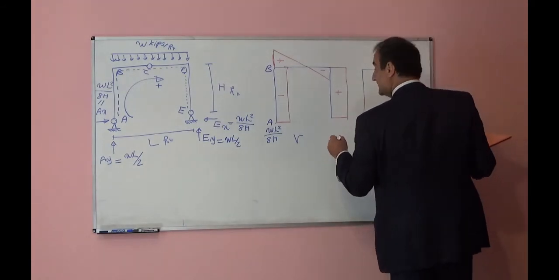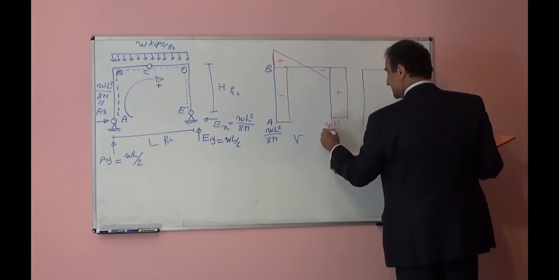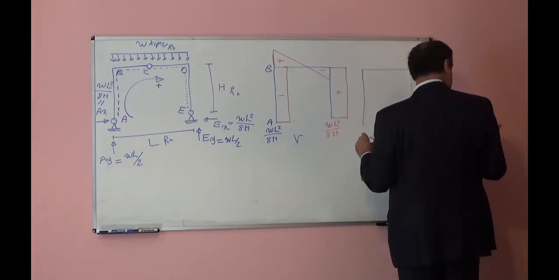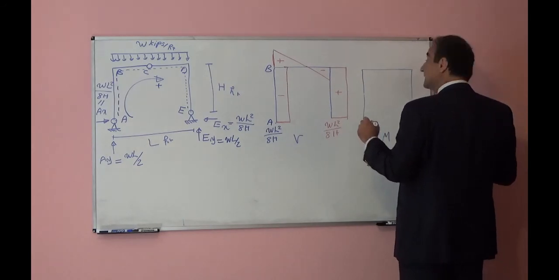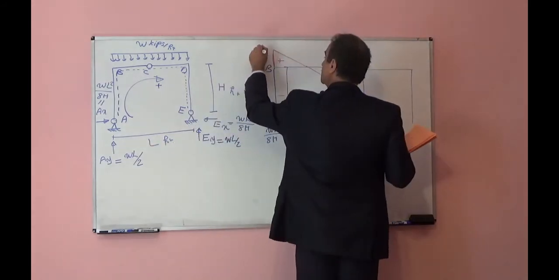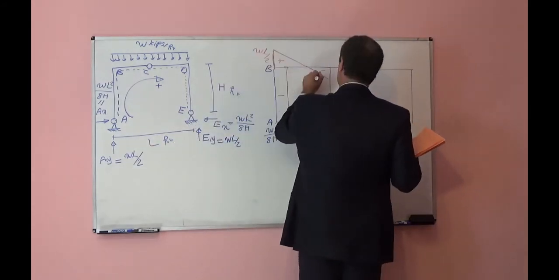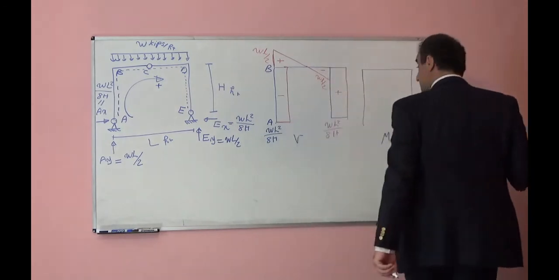But the magnitude, it is again WL squared over 8h. And here the magnitude, we are moving up, WL over 2, WL over 2. This is shear diagram, moment diagram.